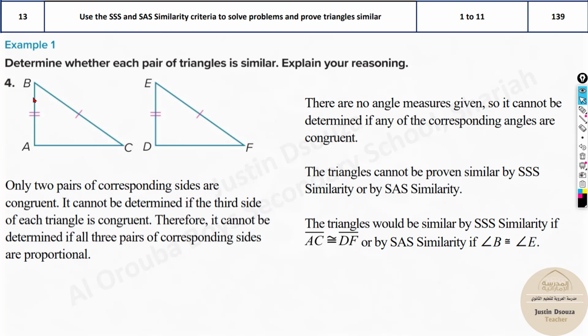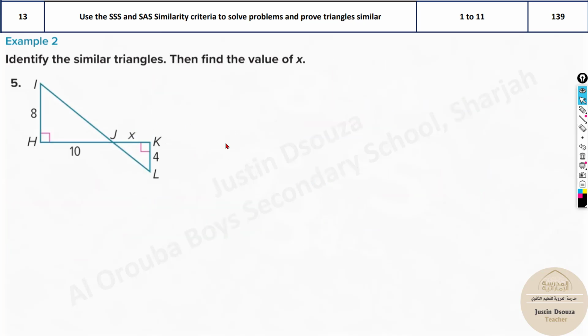We need the included angle, which is unknown, B and E. So that's the thing. It cannot be proven. Now, here, identify the similar triangles and find x. Okay, first it must be similar.